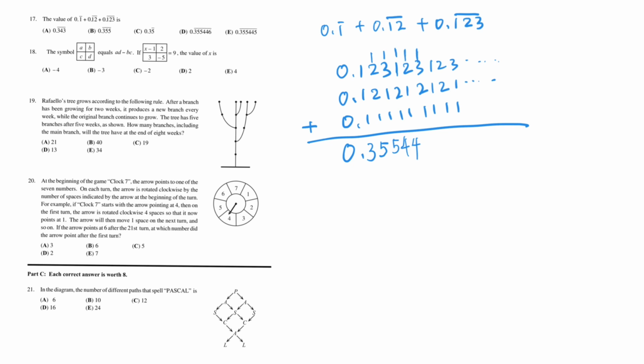Now this one, 3 plus 2 plus 1, that's 6. And then we look at this part, 1, 2, 3, 1, 2, 1, 1, 1, 1. So the repeating part is 3, 5, 5, 4, 4, 6. So number 17, the answer is D.